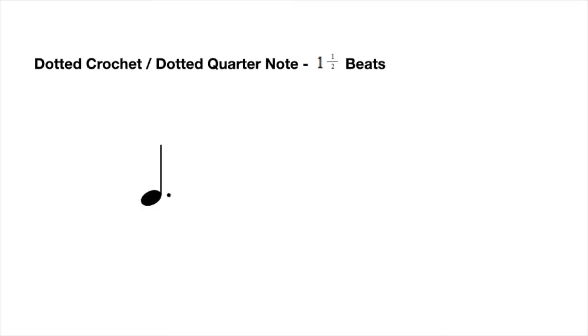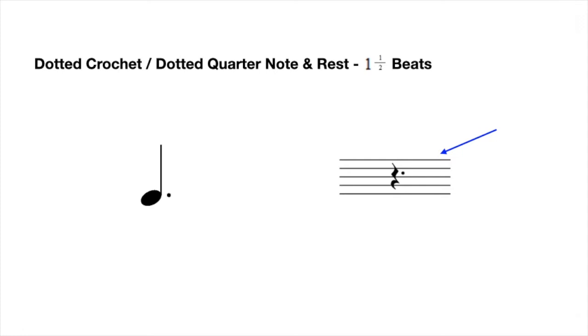This is a dotted crotchet or a dotted quarter note. The dotted crotchet or dotted quarter note has a value of 1.5 beats. The dot beside the note is worth half of its value. Here's how the dotted crotchet rest or dotted quarter note rest looks like.